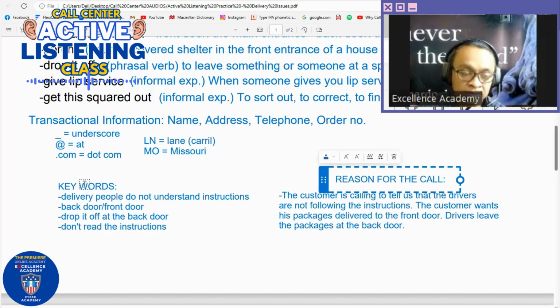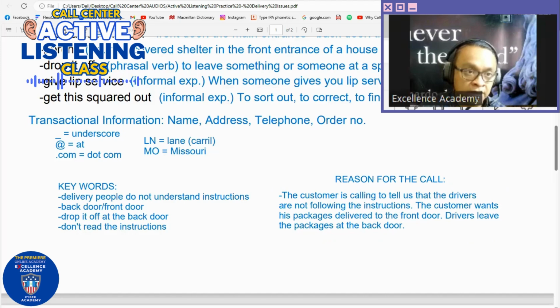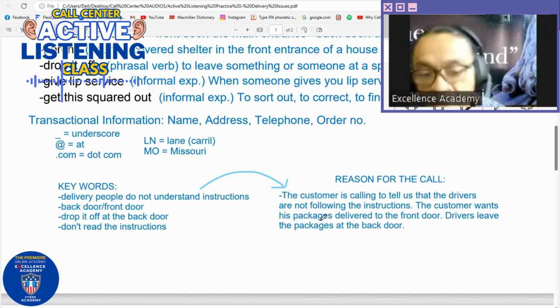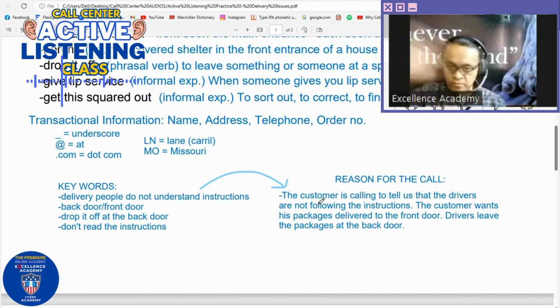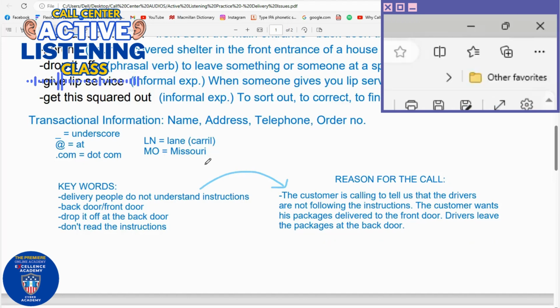So I use the keywords here to try to understand what is the reason for the call. So in your own words, you can try to explain it. Okay, guys? So that's active listening. Active listening is to listen to keywords, right? So we'll put it here.